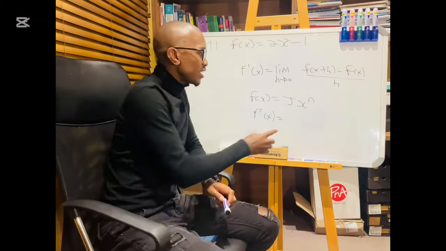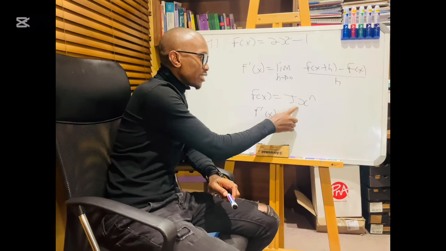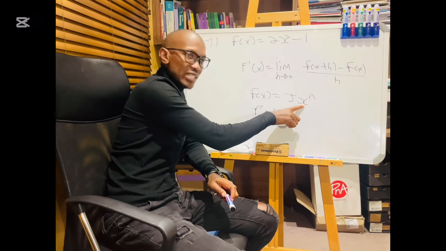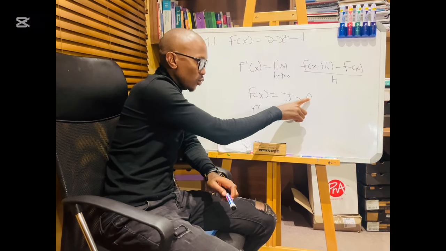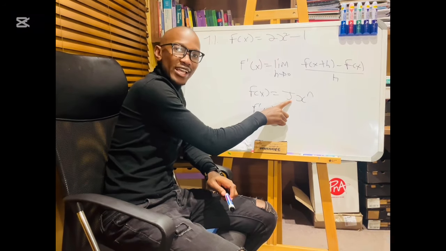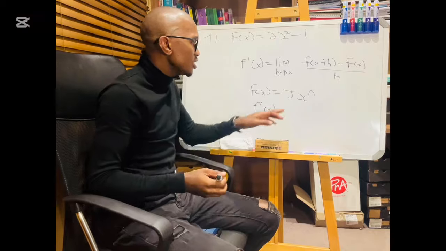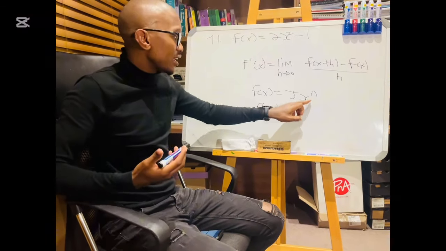Then what's going to happen is that you're going to take n multiplied by the coefficient. Remember, who is this guy? The base. Who's this guy? The exponent. Who's this guy? The coefficient. James is the coefficient, x is the base, and n is the exponent.